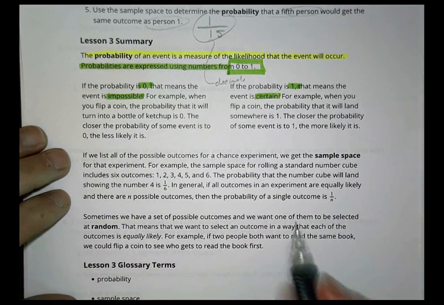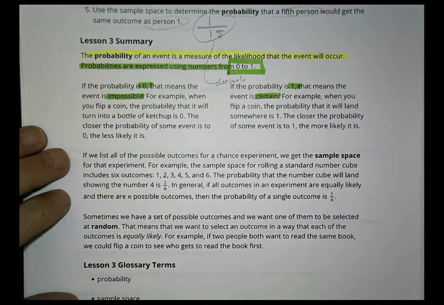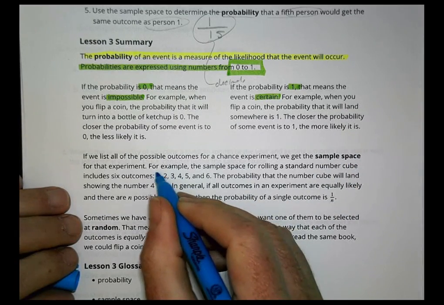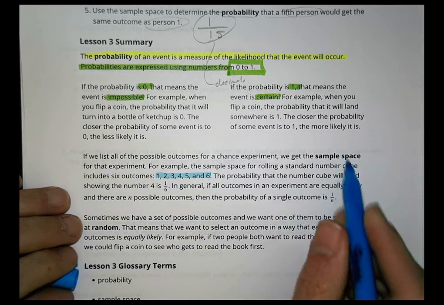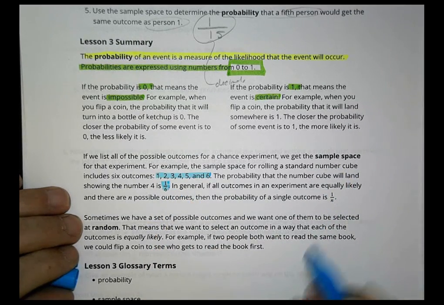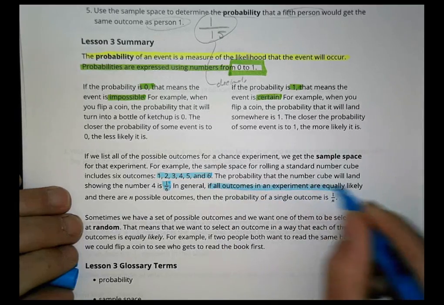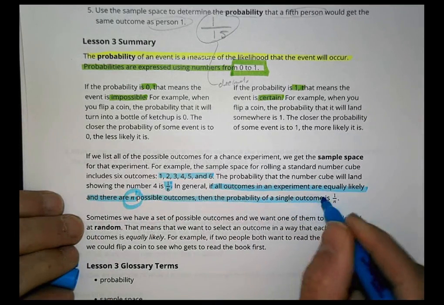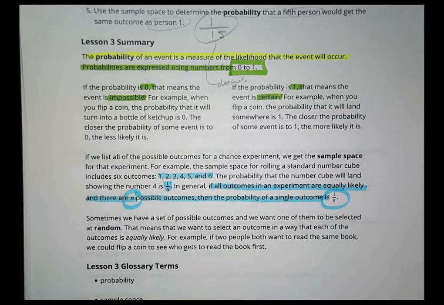And so you look at our samples down below. When we look at something like rolling a number cube, you have 1, 2, 3, 4, 5, 6. So the probability that it'll land on a number 4, you have 1/6 that it gets a 4 there. So if all the outcomes are equally likely and there are n possible outcomes, then the probability of a single outcome is 1 over n. Just something to keep in mind there.